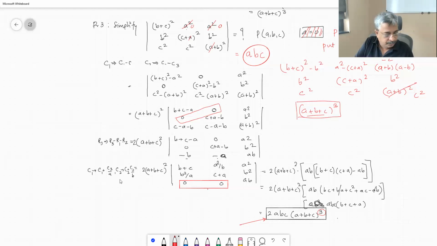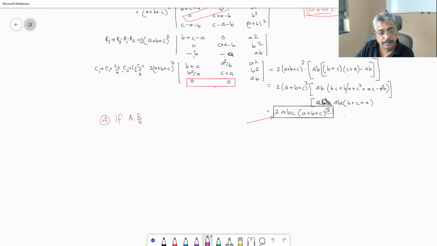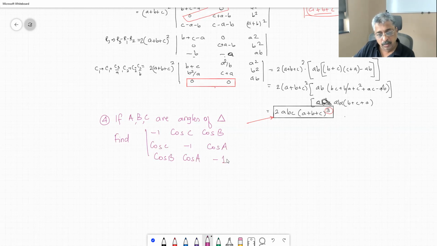Problem number 4. If A, B, C are angles of a triangle, find the determinant with rows 1, -1 cos C, cos B; cos C, 1, -1 cos A; cos B, cos A, 1... is equal to.